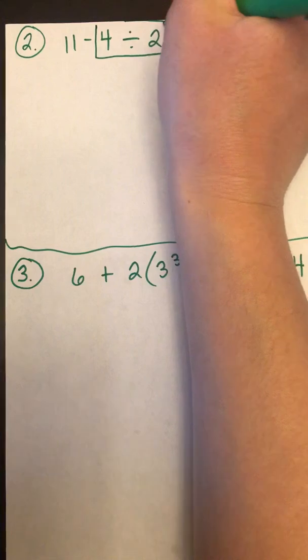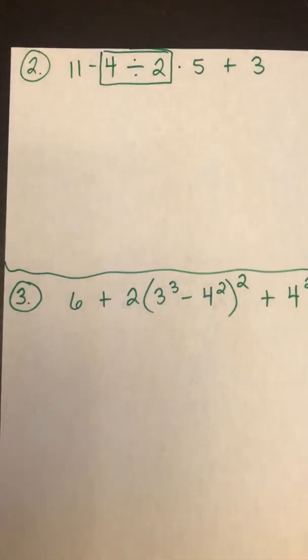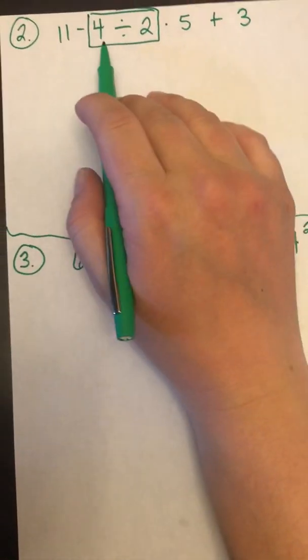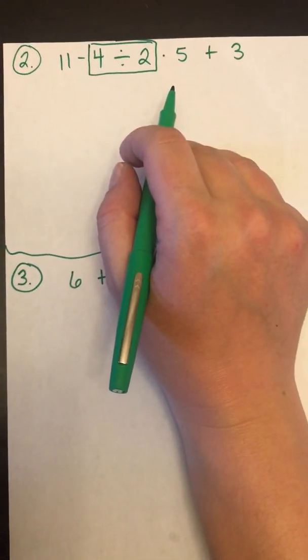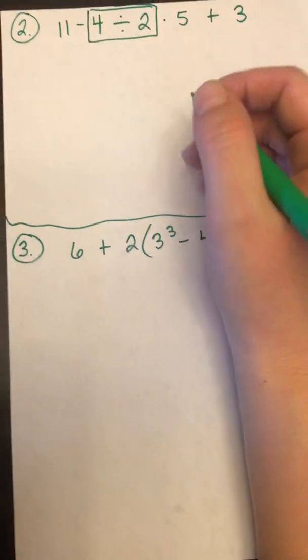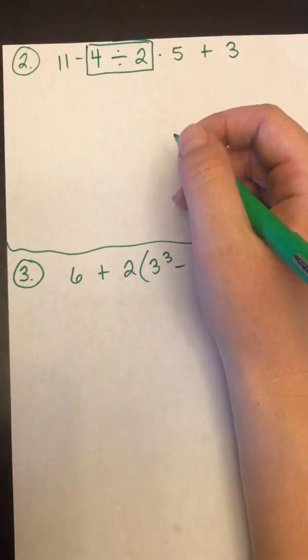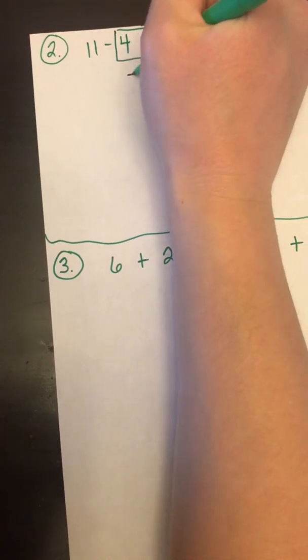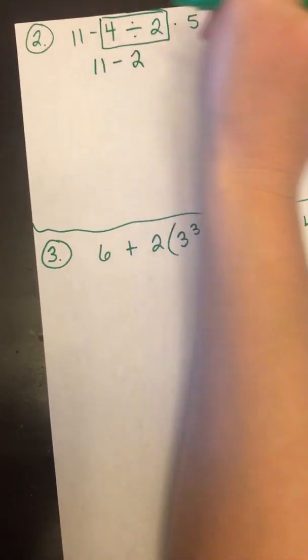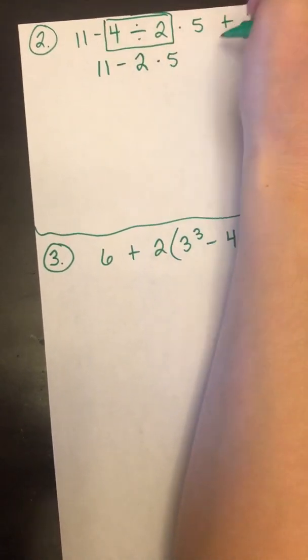And again, I put the box around it to show myself what I'm using and know what I haven't used, because I find if people don't do that, they get confused on what numbers to bring down or what they haven't used, and they get all mixed up. So that's why I do that, and I suggest you do that too. So 4 divided by 2 is 2. I'm going to bring down everything else I haven't used. I haven't used the 11 minus, the times 5, or the plus 3.